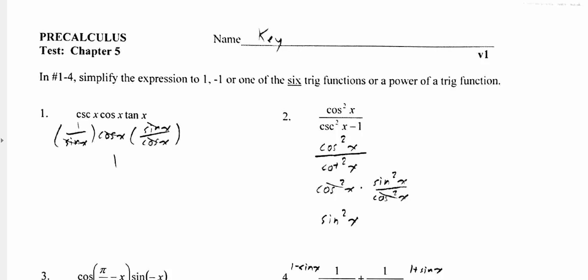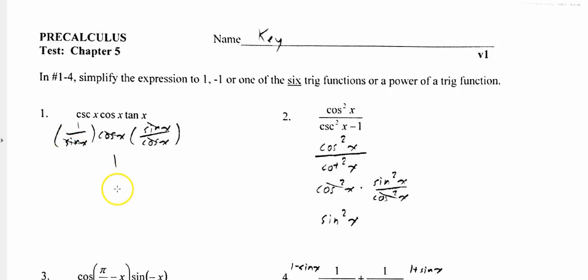So going through version 1 of the 5.3, 5.4 test, you can see that on number 1, the only thing I really did here was rewrite the functions in terms of sine and cosine instead. So I broke cosecant down as 1 over sine. I kept cosine the same because it's already in terms of sine and cosine. And then I rewrote tangent as sine over cosine. Once you do that, you have cosine in the numerator, cosine in the denominator, which cancel, and another sine in the numerator, sine in the denominator, which cancel.